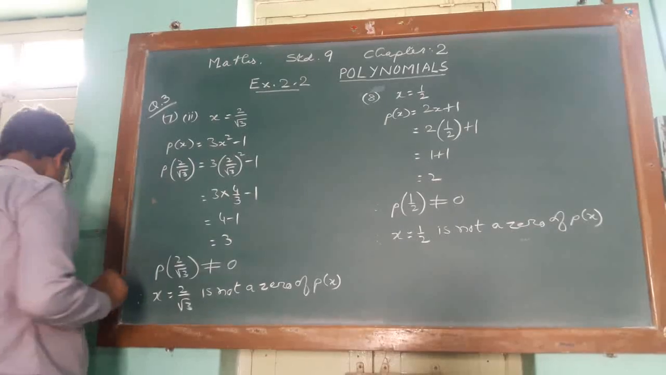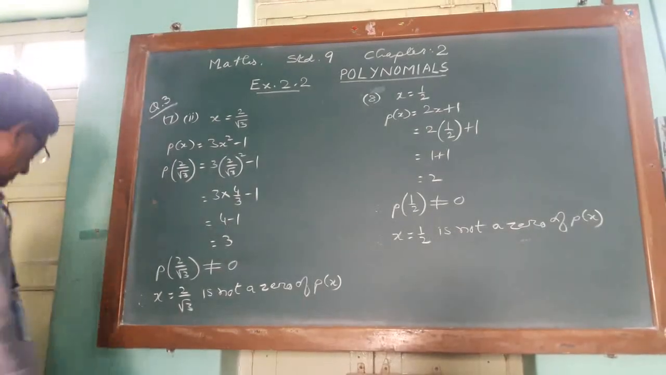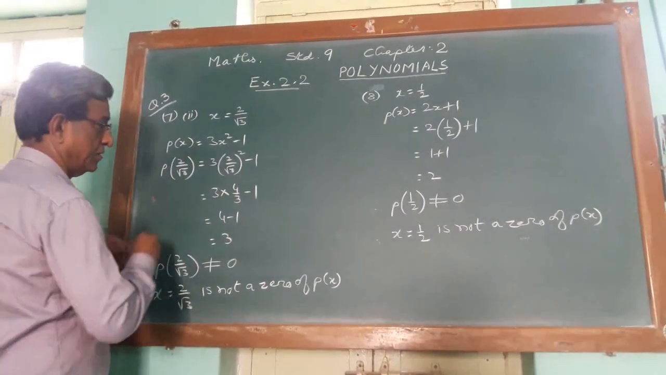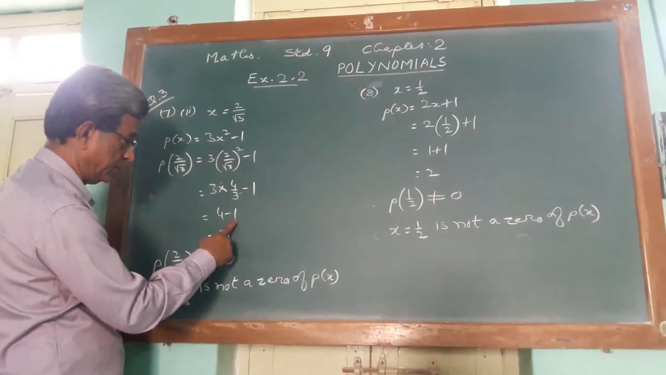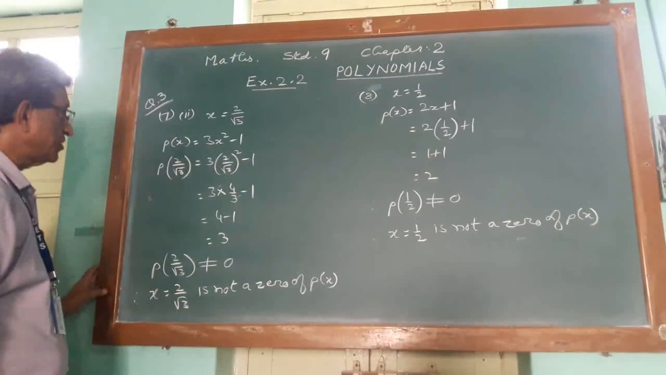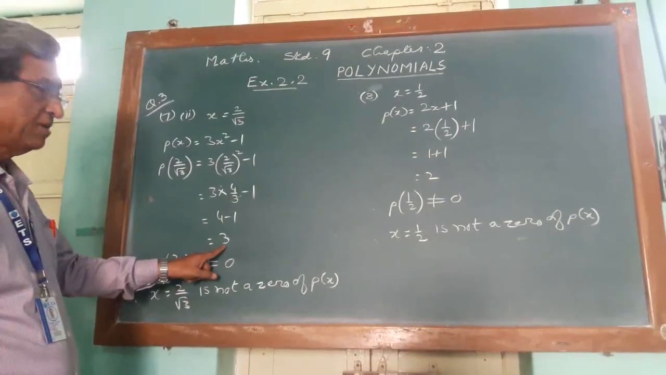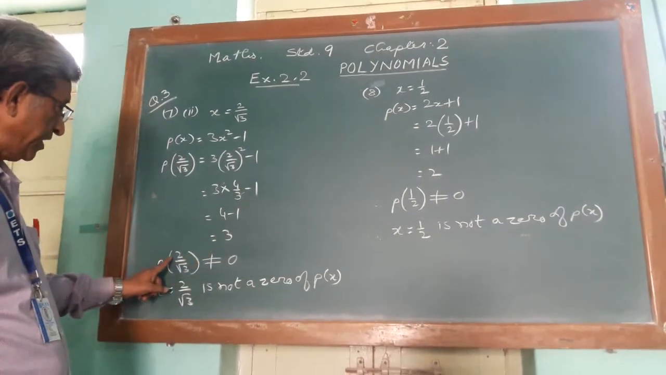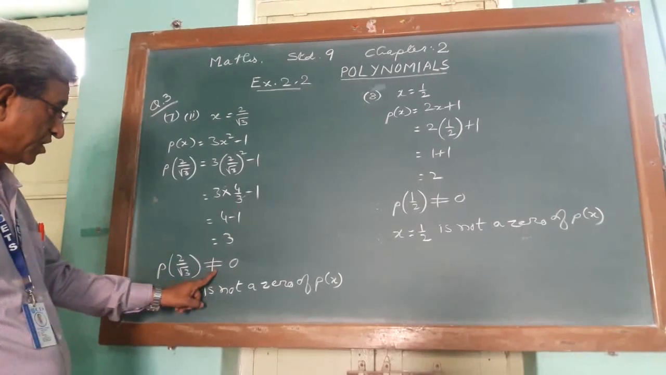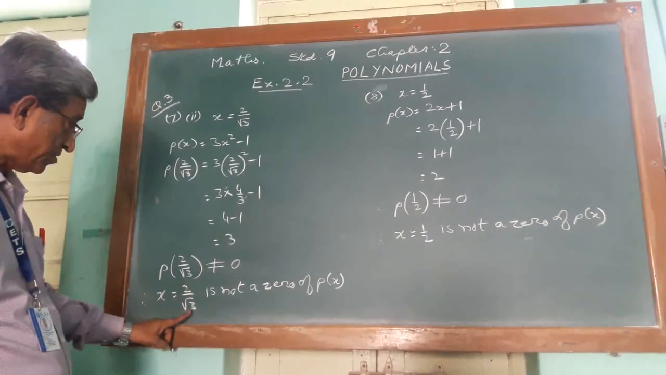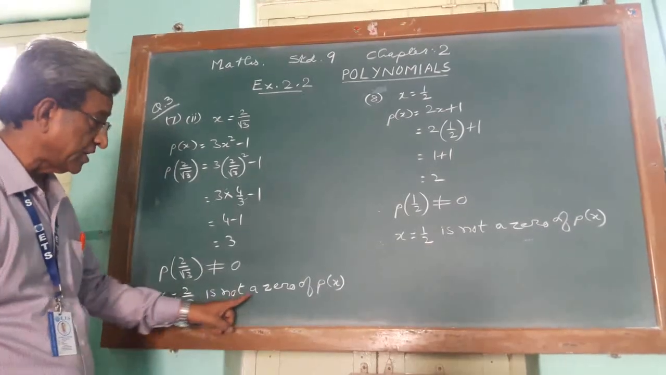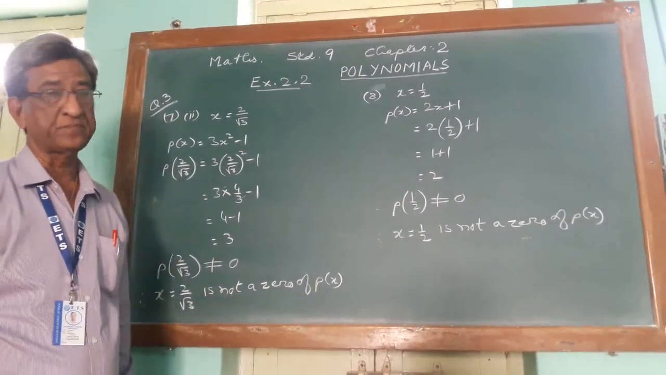3 will cancel, gives you 4 minus 1. 4 minus 1 is 3. So here you got the remainder is not 0. So p of 2 upon root 3 is not equal to 0. So you can say that x is equal to 2 upon root 3 is not a 0 of p(x).